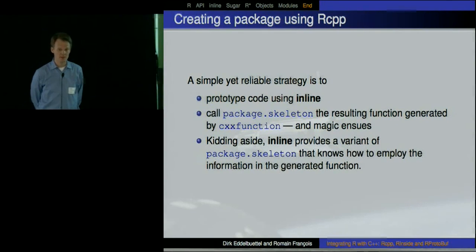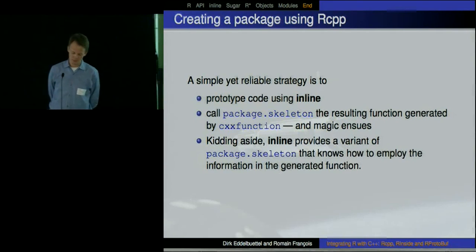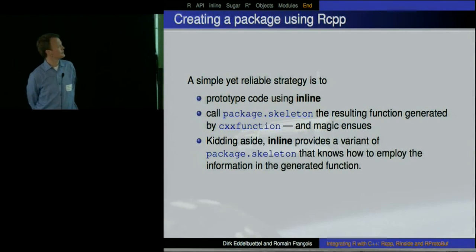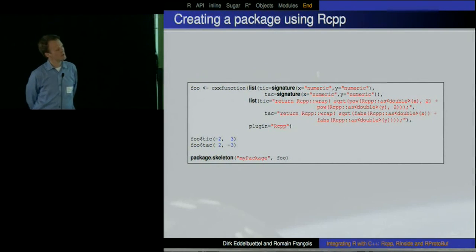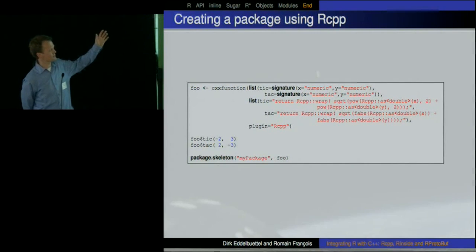The object returned by cxxfunction, the function that you can call, has a lot of baggage behind the scenes about how it was built, which package.skeleton picks up to generate a package out of it. So you use inline, you call package.skeleton on the generated function, and magic happens, as with Disney. Kidding aside, what happens is that we overloaded package.skeleton and made it do the work for us. As we were debugging that in the hotel this morning, it turns out that it got a hiccup with the single function, so that's a good excuse to show you cxxfunction for several functions at a time.